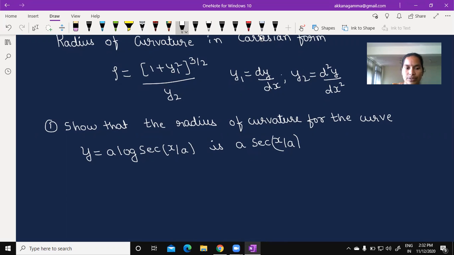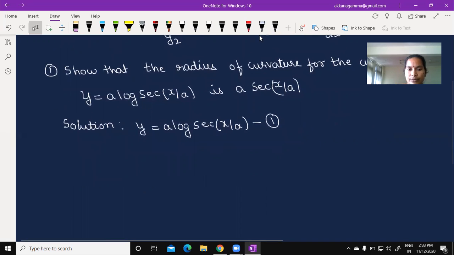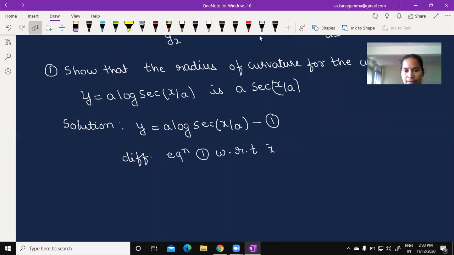So now we'll have the solution part of this. Solution. Given that y is equal to a into log of secant x by a. This is my given curve, and I am calling it equation number 1. To find the radius of curvature, we have to differentiate equation 1 with respect to x.